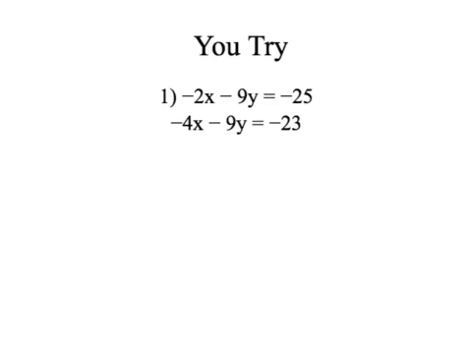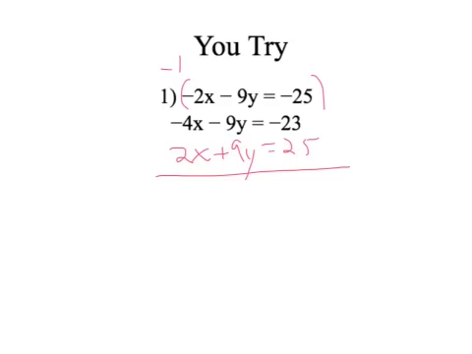So for this one, once again, it doesn't matter if you get rid of x's or y's. I'm going to go ahead and get rid of y's because they already have the same number, but they have the same sign. So to change the sign of one equation, I'm going to have to multiply it by a negative 1. Negative 1 times negative 2x gives me positive 2x. Negative 1 times negative 9 gives me positive 9y. And negative 25 times negative 1 is positive 25.